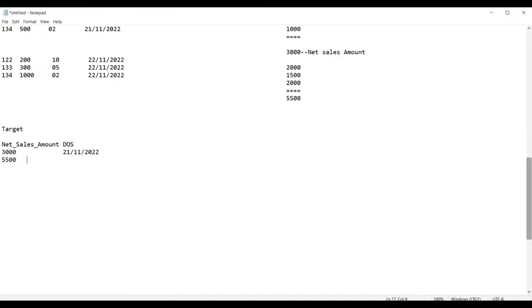5500, and it is on 22nd/11/2022. Now, guys, this particular thing is nothing but called the output.